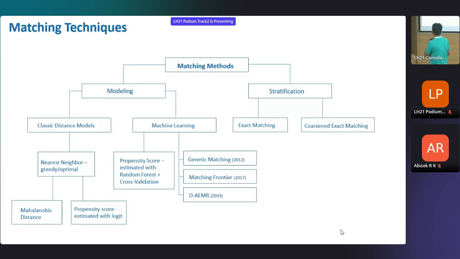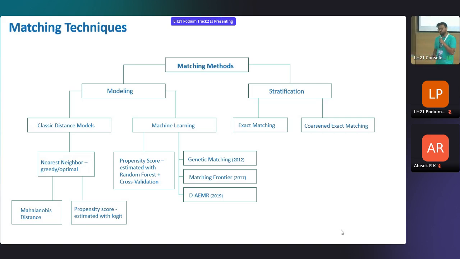Now, there are various machine learning as well as statistical modeling techniques to do matching. Stratification is your standard way of looking at matching, and then you have a bunch of modeling techniques, classic distance models, and then machine learning comes into the picture with propensity score modeling, genetic matching, matching frontiers, etc. What we'll focus on in this particular session is primarily propensity scores, which was built by Donald Rubin.